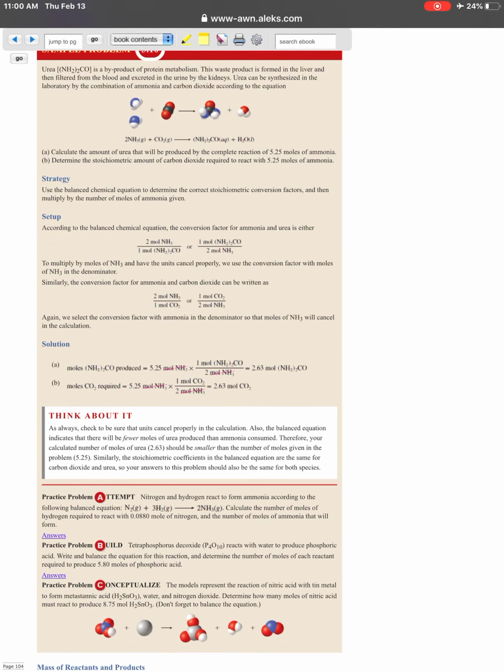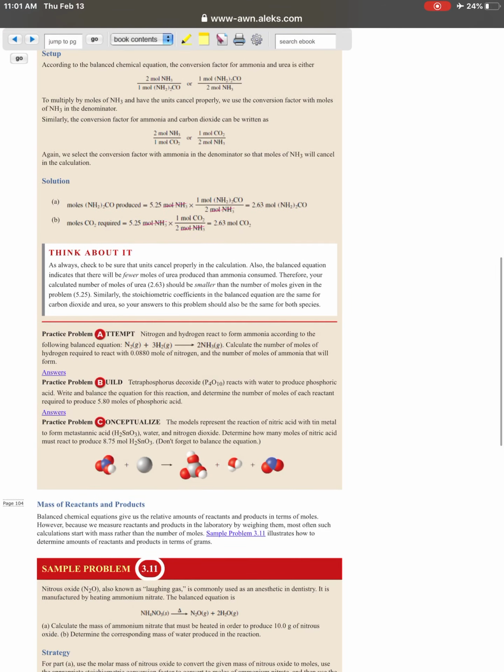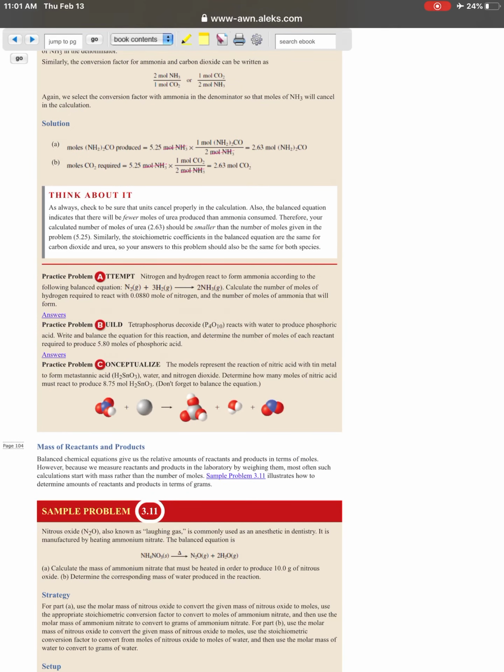So look at these conversion factors, as they call them. These mole ratios, sometimes they're called. 1 mole of urea for every 2 moles of ammonia, the one on the right. So going back to the solution down here, if we take 5.25 moles of ammonia and multiply it by that 1/2, that tells us we will have 2.63 moles of urea.